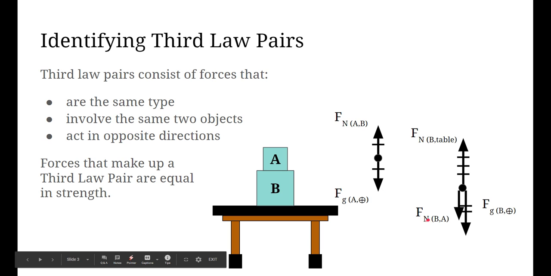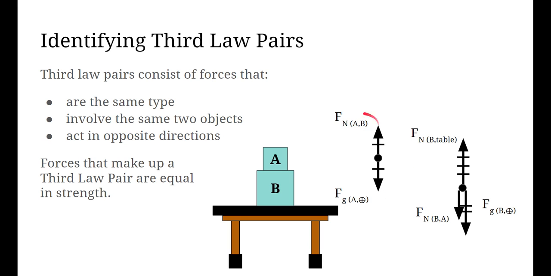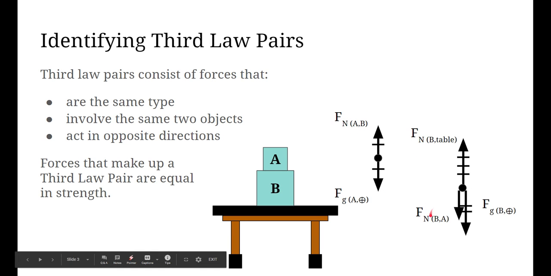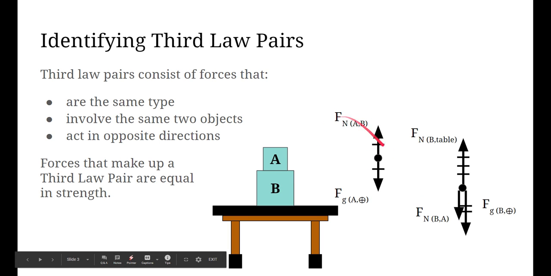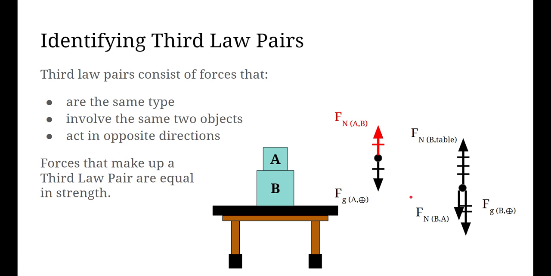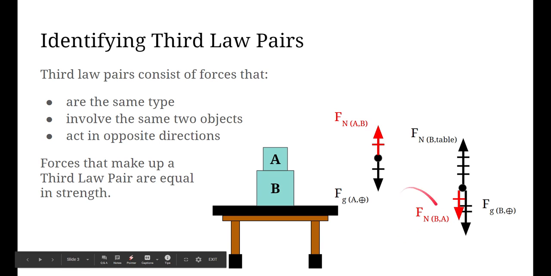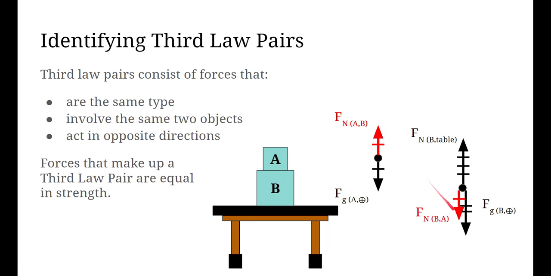And so they're the same type of force. They're both normal forces. They're also between the same two objects, object A and object B, and this force is up and this force is down. And so because we have identified those as a third law pair, then what we can say is that the force of this normal force downwards must be equal to that normal force upwards because they are a third law pair.